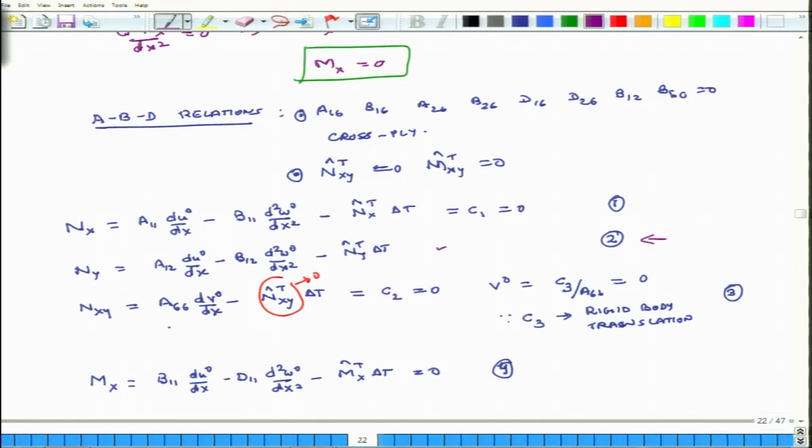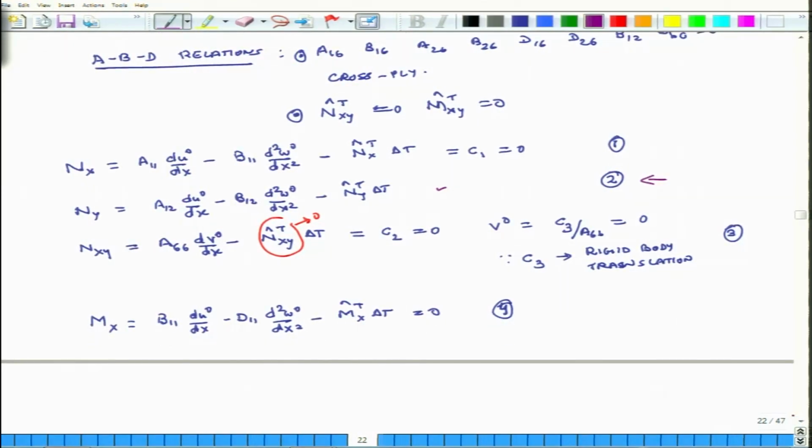From the third equation for Nxy, we came up with an expression that V naught equals C3 over A66, and that equals 0. And then we were working on the fourth equation for Mx. That states Mx equals B11 du naught over dx minus D11 times the second derivative of w with respect to x minus Mt in the x direction hat times delta T.